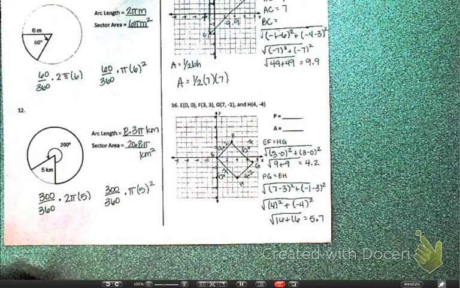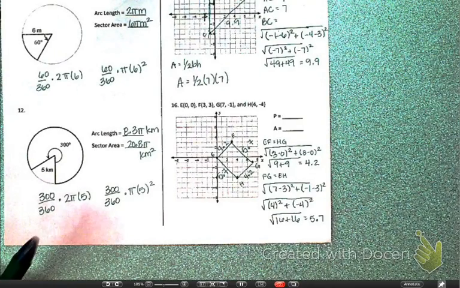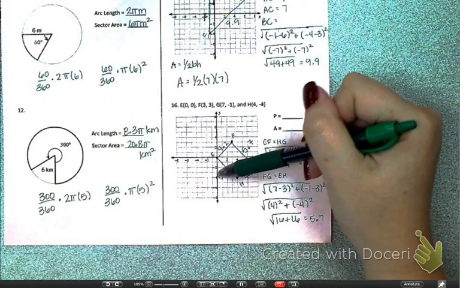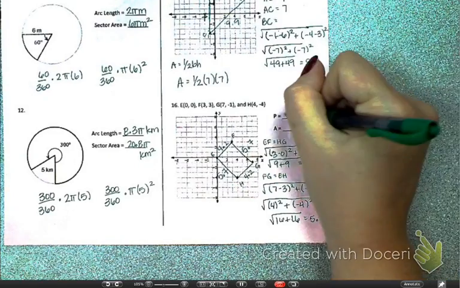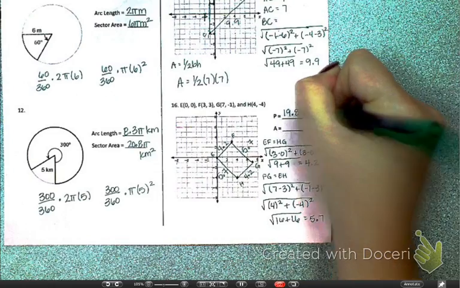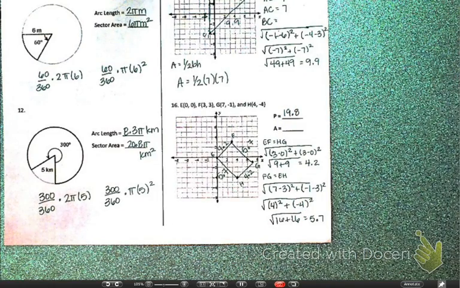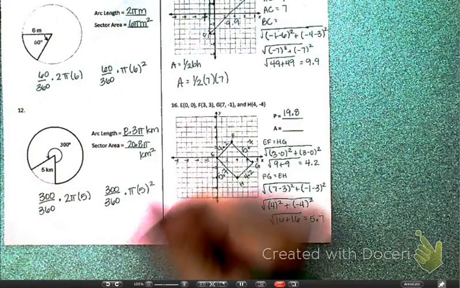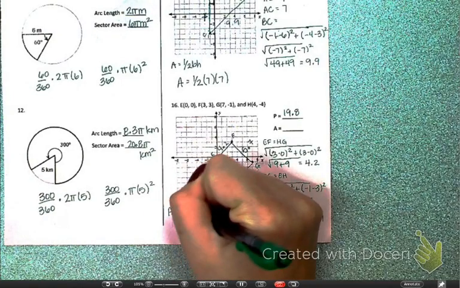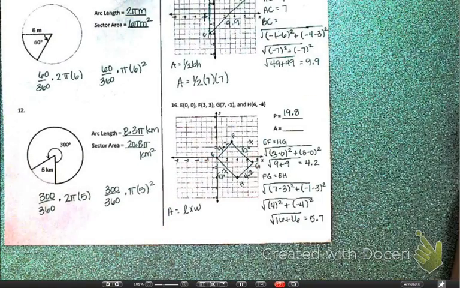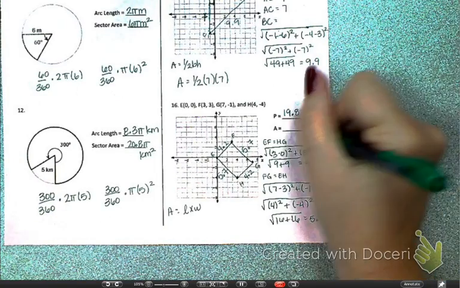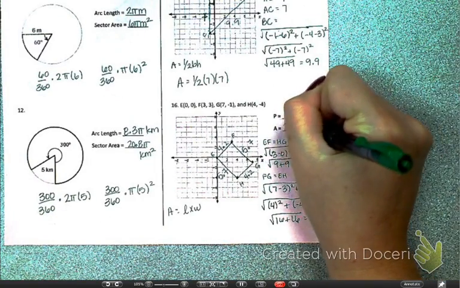Perimeter at that point shouldn't be an issue because you're just adding up all the sides. And when you add up all the sides, you get 19.8. How do we find the area of a rectangle? Base times height, length times width. 4.2 times 5.7 gives you 23.9.